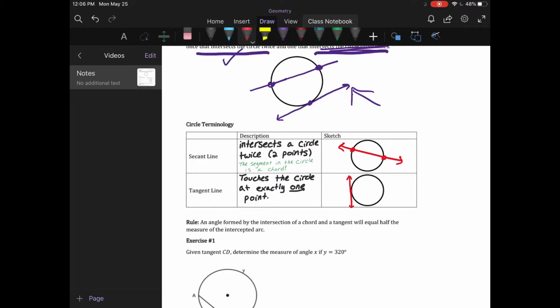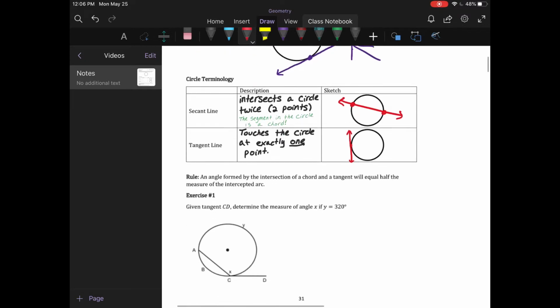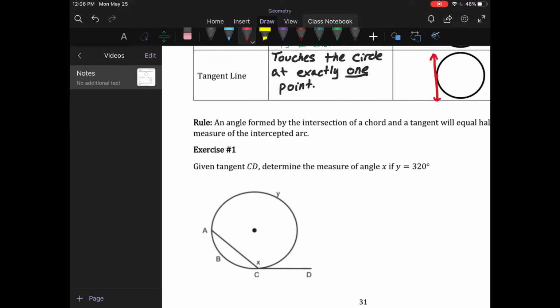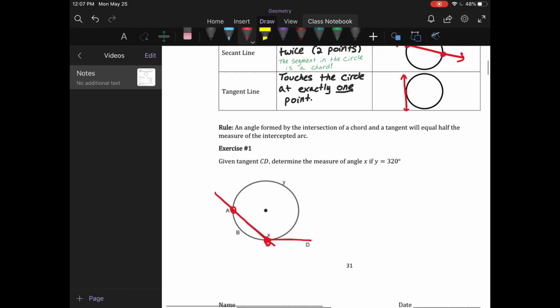Now, there's some rules that go along with these. If we have a picture like this one down here, we've got a tangent line where it only touches the circle once, and we have a secant line that goes through the circle twice. If you have an angle formed by those 2 lines, then it will be equal to half of the measure of the intercepted arc. So it's going to be really similar to inscribed angles. We did that a couple lessons ago, and I'll show you exactly what I mean.